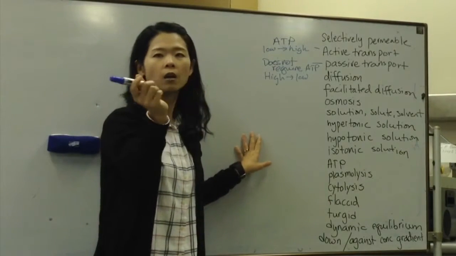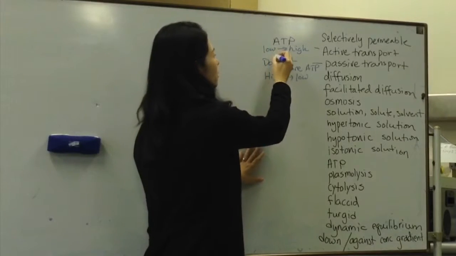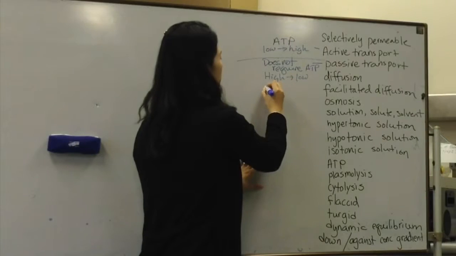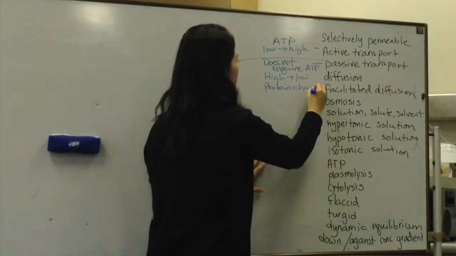One more. Yuki. Passive transport uses protein channels, and then active transport uses protein pumps. Good.